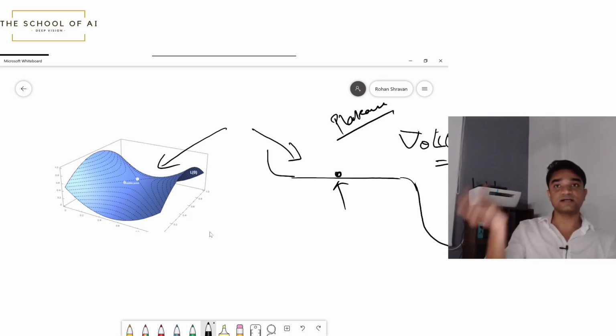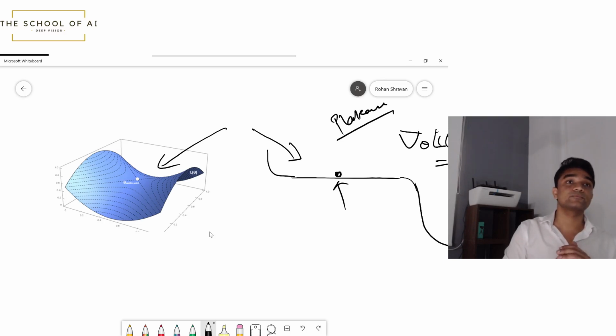So if a ball is stuck on a saddle, how can the ball come out? Use more force or more weight. What is the answer?